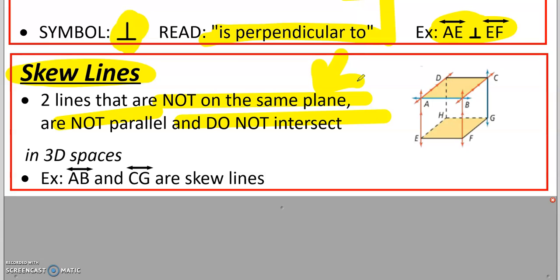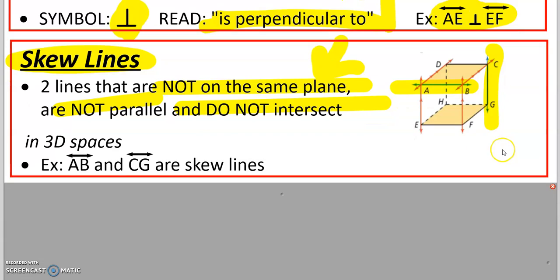And an example, check out in our diagram, line AB and CG are skew lines. Notice they are completely on opposite sides of the diagram, which means they're not on the same plane. They are not parallel. Look, they don't have the same slope, and they're never going to intersect, okay? Because they're not on the same plane, they will never be intersecting. This one's in the front of the cube, and this is in the back of the cube. So they will never intersect. Skew lines, they are the worst type of lines. They have nothing in common.